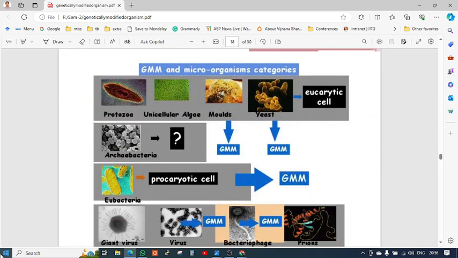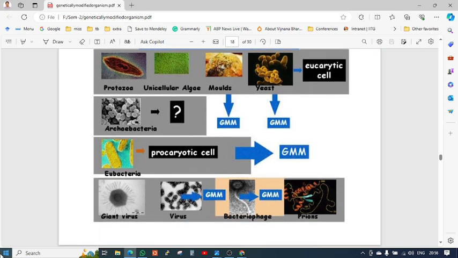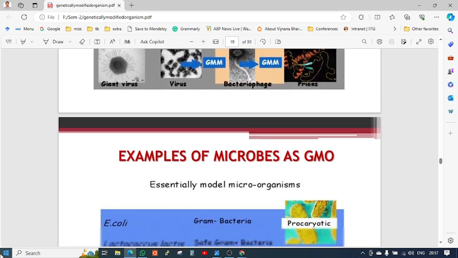See, this is a different process where genetically modified organisms are there, and these microorganism categories are there. So we apply this genetic synthetic biology in different protozoa, unicellular organisms, algae, molds, yeast, and also cyanobacteria, prokaryotic cells, eubacteria, different types of viruses, and bacteriophages, because these are the simplest forms of living organisms, whose genes can be easily modified for different processes.